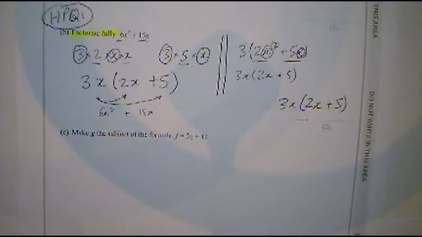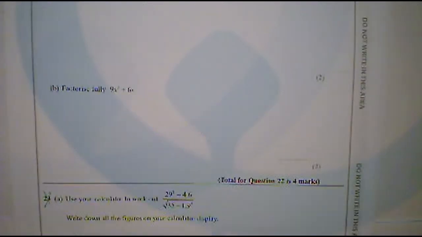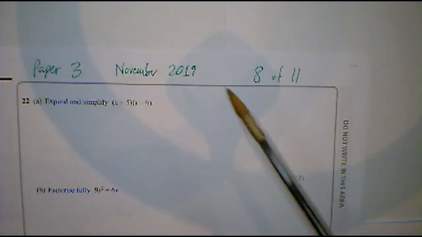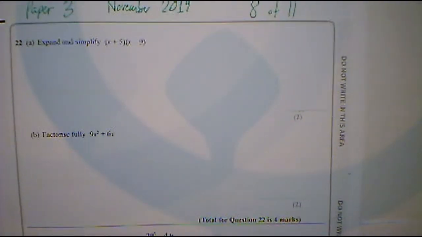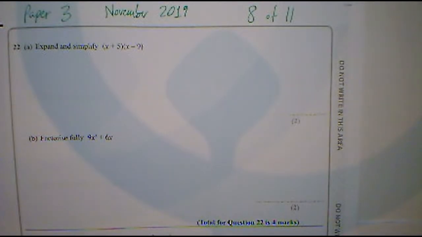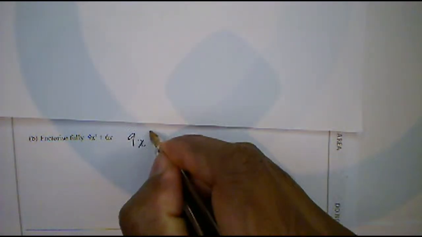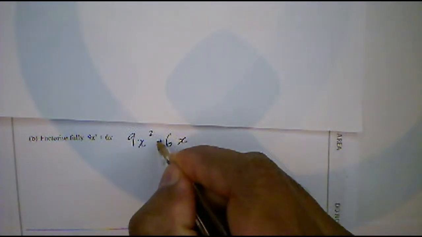Okay, let's go to the next question. Question number 8 of the pack. So this is a November 2019 exam question, paper 3. So even though we are allowed a calculator, you'll notice that you don't really need to use a calculator. Okay, and similar, look at the language. This question is very similar to the last question. It says factorize fully 9x squared plus 6x. So press pause, have a go. If you're stuck or when you're ready, press play for the answer.